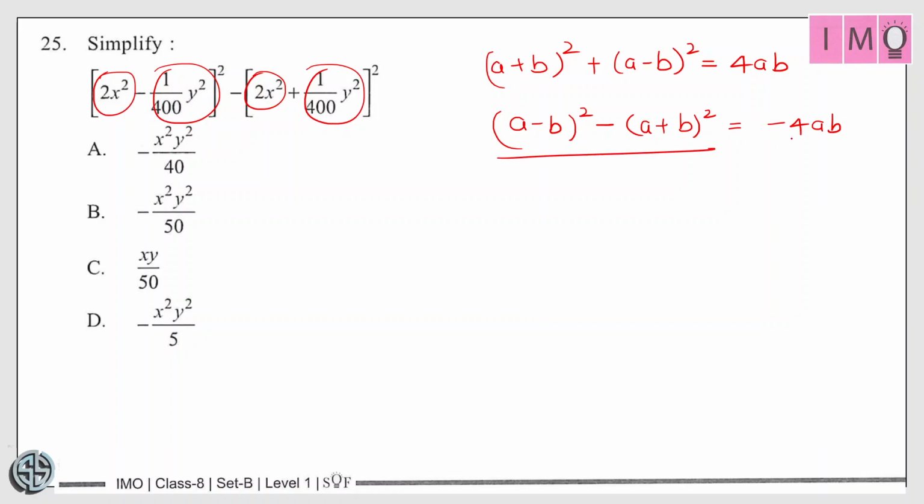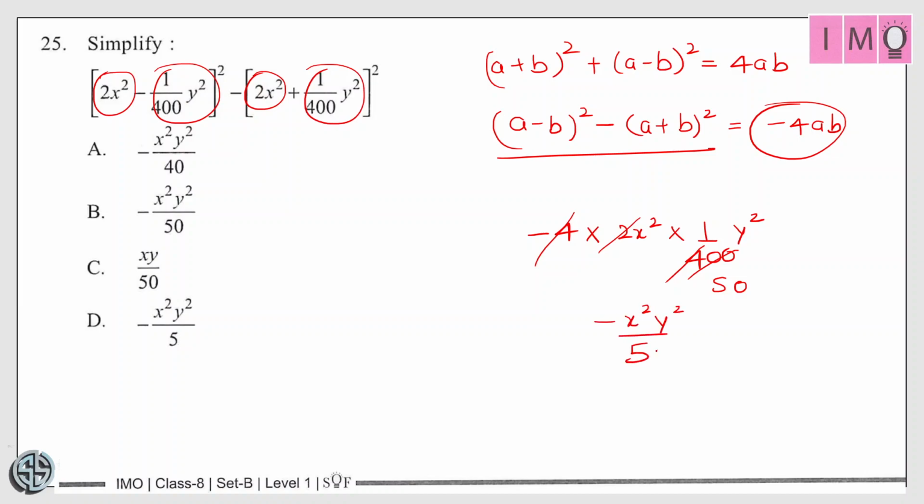So this is the result here, and its answer will be minus 4ab, where a is 2x square and b is 1 upon 400 into y square. So when you solve, 4 will be cancelled out with 100, and 2 will be cancelled out as 50. So the answer will be minus x square y square upon 50.